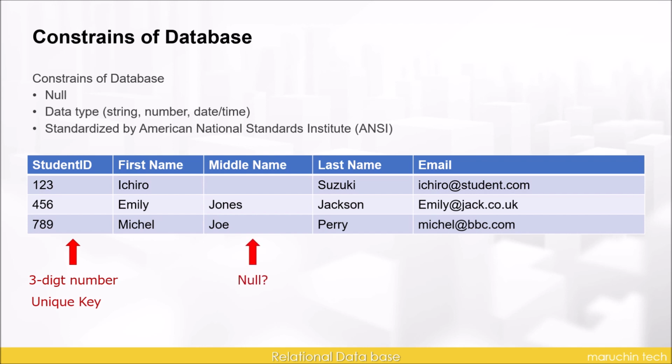Null values are allowed for middle name, since some students do not have one. On the other hand, first name and last name cannot be null. The email address must be formatted as a string followed by the @ symbol. In this way, it is common to set constraints on the database to ensure data integrity. And such constraints are standardized by ANSI.